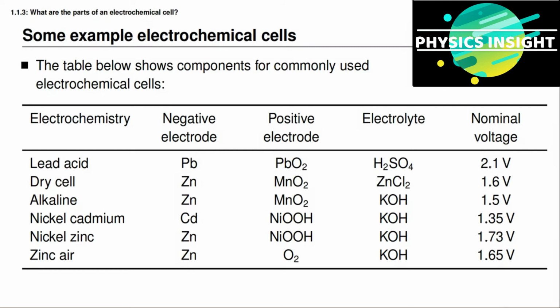Using the lead-acid battery cell on the top row as an example, we can see that the negative electrode is made from lead, which has the chemical symbol Pb. The positive electrode is made from lead oxide, which has the chemical formula PbO2. The electrolyte is sulfuric acid, which has the chemical formula H2SO4. And finally, the nominal voltage of a lead-acid battery cell is approximately 2.1 volts.